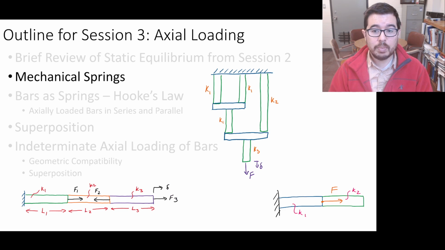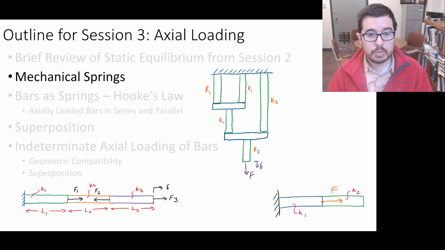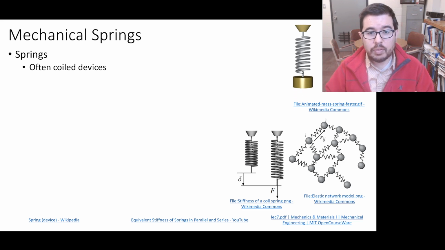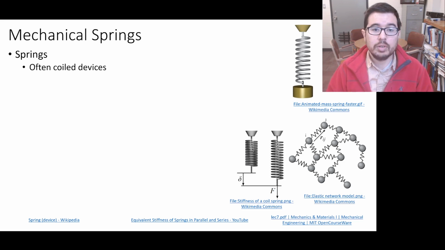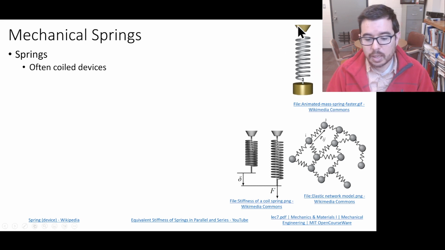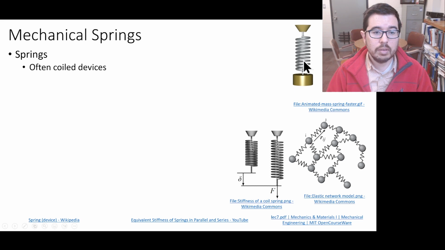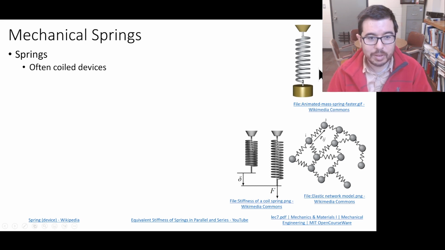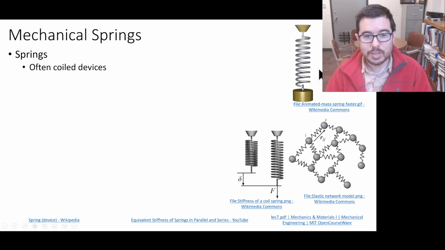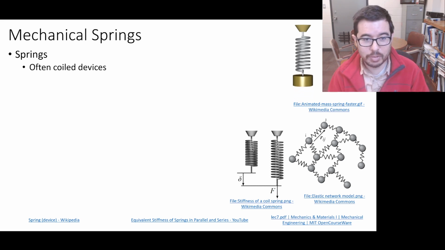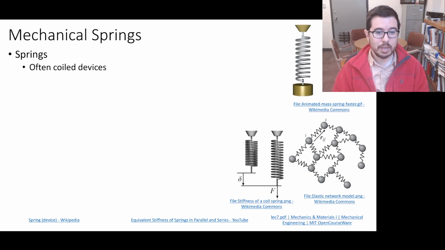Going to our new topic, first let's address mechanical springs. So springs are often coiled in nature, and when you take DMC or design mechanical components, you will get to discuss the role of the coil diameter, the wire diameter, the number of turns, the material in terms of the effective spring rate or spring constant or spring coefficient that you expect for these types of devices.